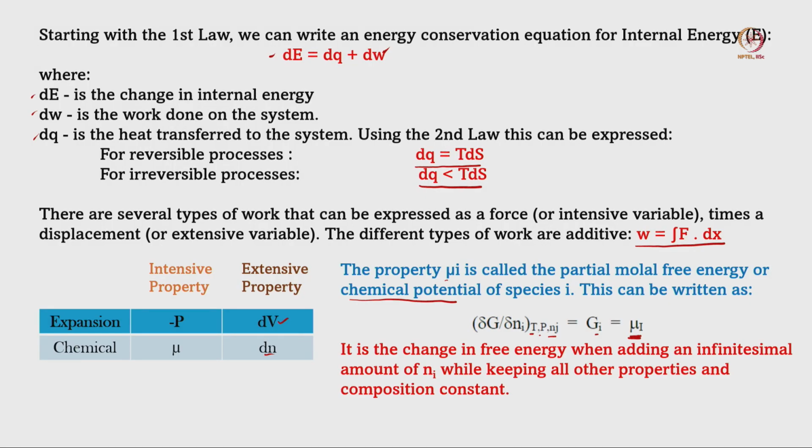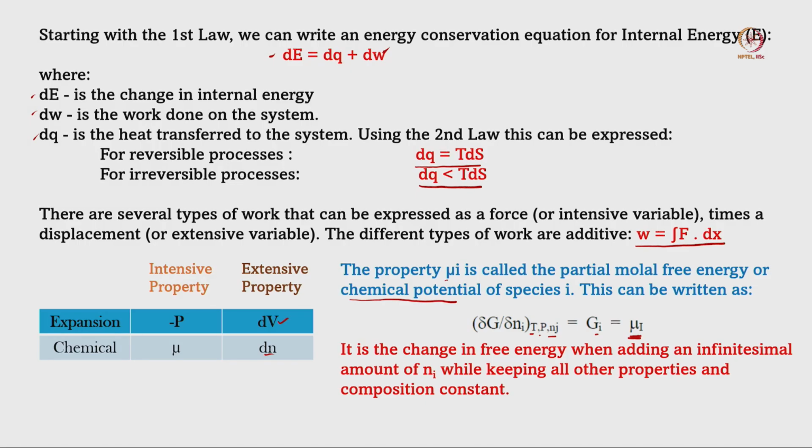And how do we explain it in physical terms? It is the change in free energy when adding an infinitesimally small amount of Ni while keeping all other properties and composition constant. Suppose you have a system, say a beaker, you are adding a few products and there is some reaction going on, so some products are also being formed.